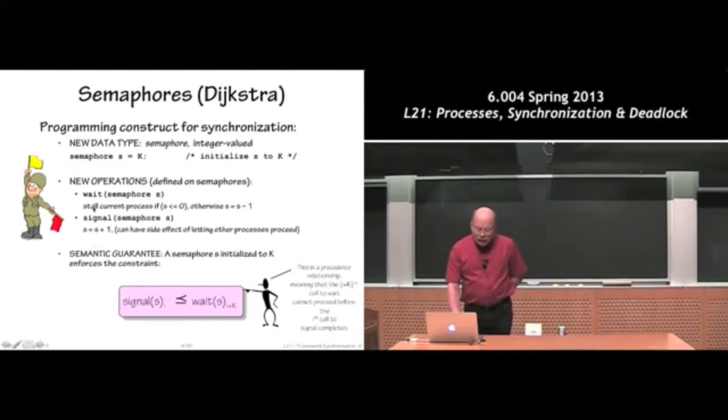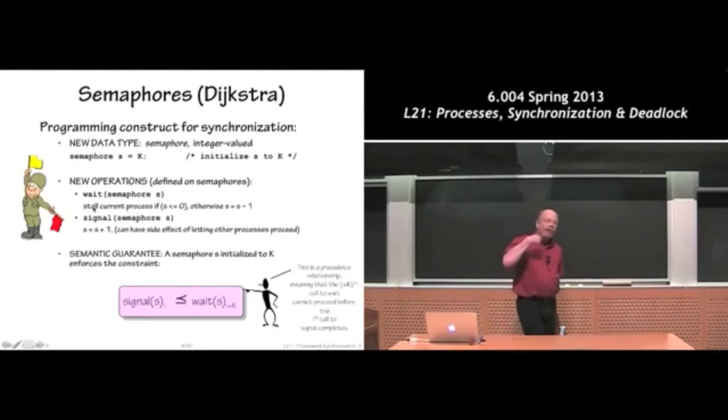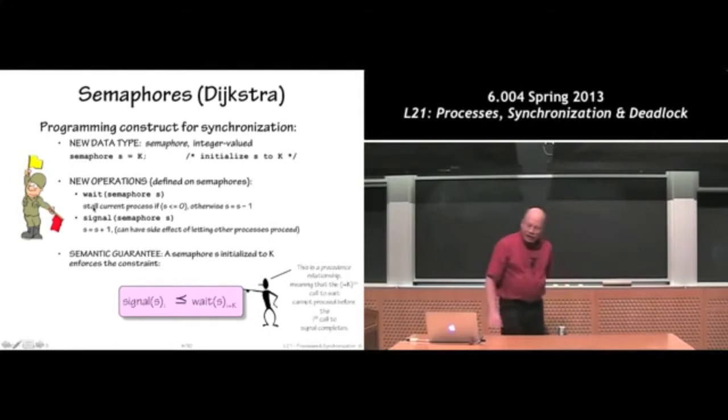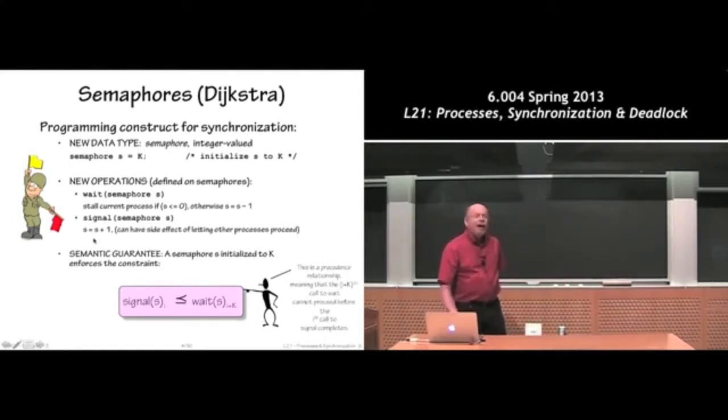So wait is pretty simple. What wait does is that it basically waits until the semaphore has a non-zero value, and then it decrements and returns. So if a procedure calls wait, wait may not return right away. It will stall inside of the wait, waiting until the semaphore is non-zero. And when it is, it will decrement it and return. Everybody got that? Okay, and signal is correspondingly simple.